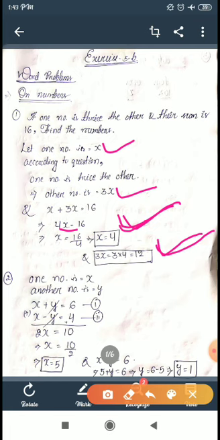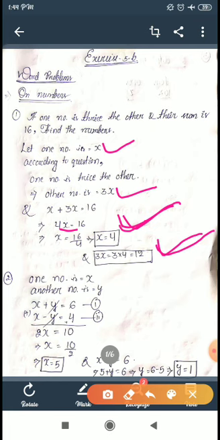Then see question number 2 from your book. The sum of two numbers is 6 and the difference is 4. Find the numbers. Let us take one number as x and another number as y. According to the question, x plus y equal to 6 and the difference is 4, that means x minus y equal to 4. I have taken these as equations 1 and 2.